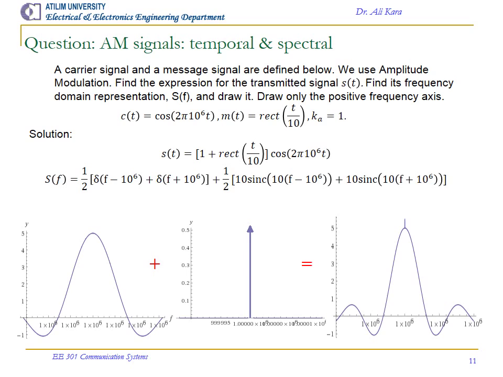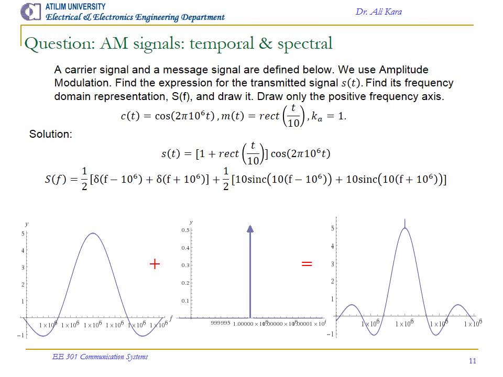Question A. AM signals, temporal and spectral. A carrier signal and a message signal are defined below. We use amplitude modulation. Find the expression for the transmitted signal s of t. Find its frequency domain representation, S of f, and draw it. Draw only the positive frequency axis.